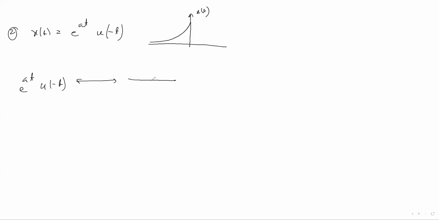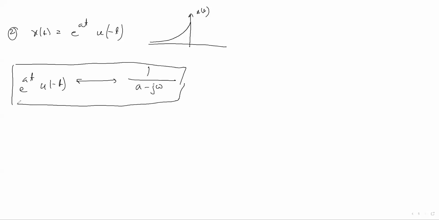This will give 1 by a minus j omega. Okay. Earlier there was a plus j omega, but for the negative side signal it will be 1 by a minus j omega. If there is plus, then it will be minus. Like that, you can remember also. Why I am saying this, let me give another example.